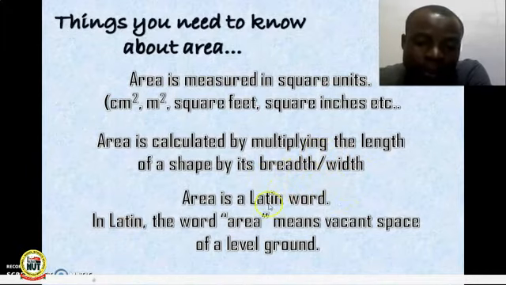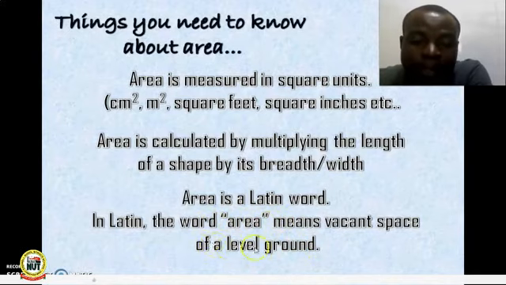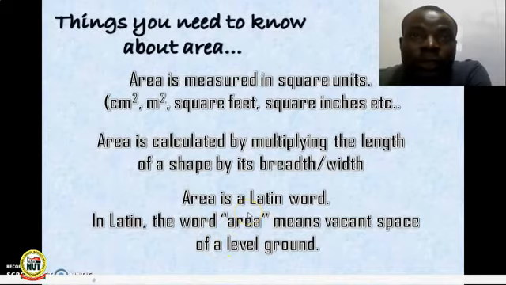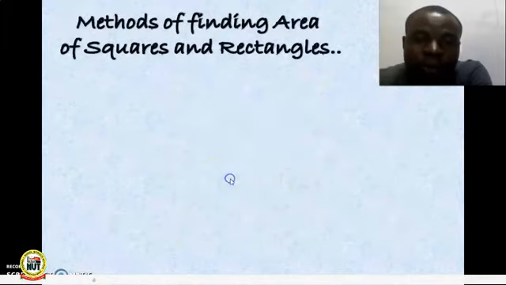Is that okay? Good. The last thing I want us to know here is that area is a Latin word. And in Latin, the word area means vacant space of a leveled ground. Latin is a particular language. So in Latin, the word area means vacant space of a leveled ground. Just like we looked at the football field, a level surface of a particular football field, and we defined our area from the analysis. Is that okay? Good. So from here we'll move forward.